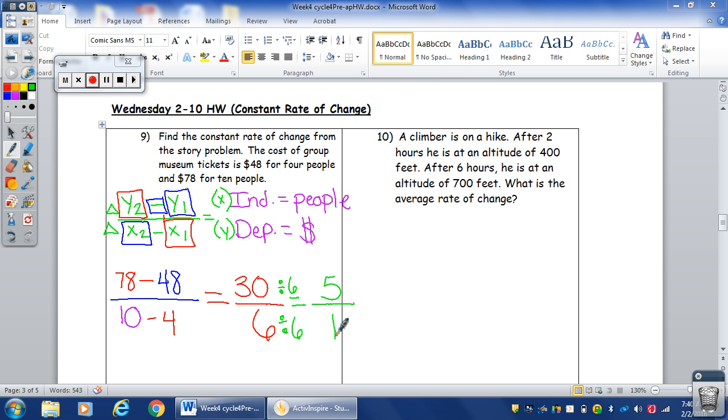So the constant rate of change for this story problem is that basically you're spending $5 for one person. Or your constant rate of change is 5 over 1.